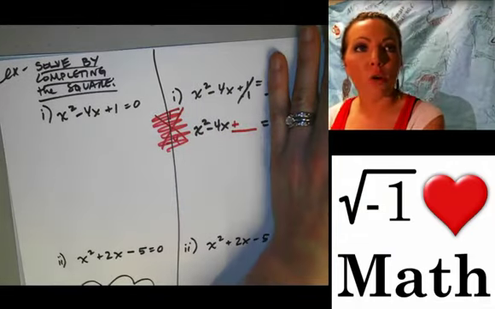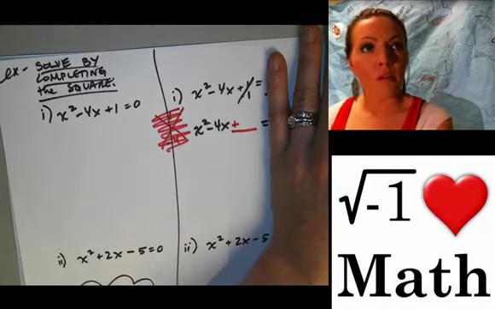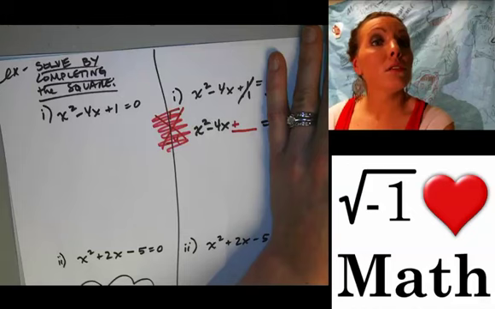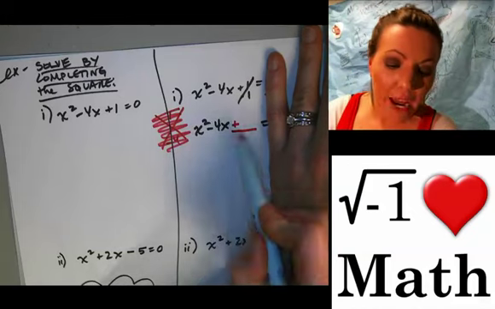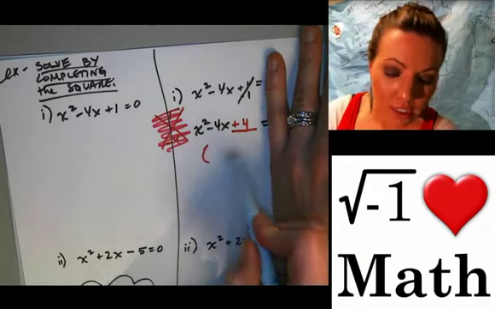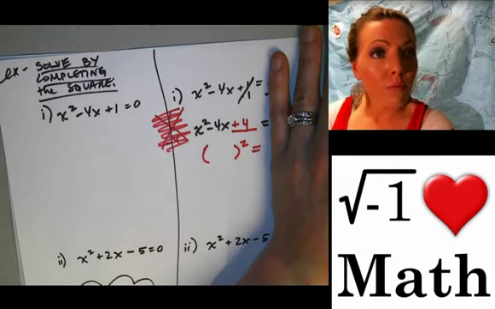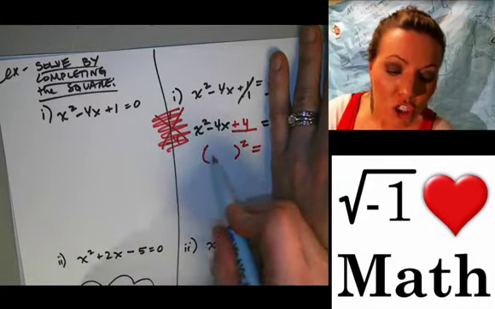Yeah, you have to put half of 4. Good. Half of 4 is? And 2 squared is? So if I add a 4 here, what does this look like squared? X minus 2. Good. Okay, so that's what we just did, right?